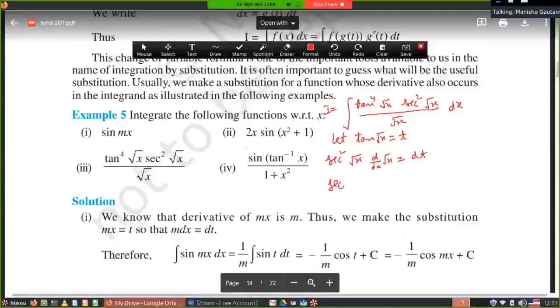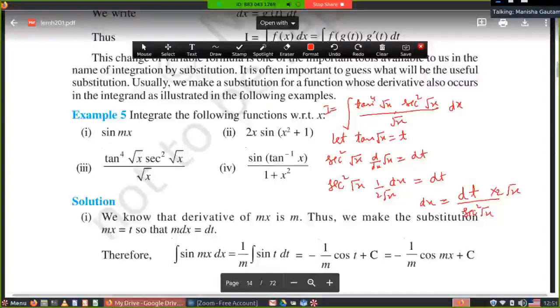What you have to write down? Secant square root x times 1 upon 2 root x dx is equal to dt. Now what is the value of dx? You can see here, this is secant square root x upon root x, same as in the question. You can put the value directly, but it becomes easy when you put the value of dx. dt upon secant square root x in the denominator and 2 root x in the numerator.